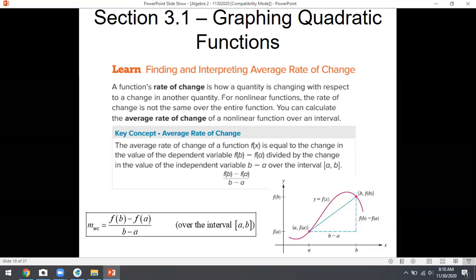So if they say between A and B, what's the slope between two points right here? Well, how do you find slope? Rise over run, right? So you've got to know the y's and the x's. When you plug in A, what you get out is f of A. That's what f of A means: what do you get out when you plug in A. When you plug in B, it gives you whatever the function is at B. So this gives you f of B.